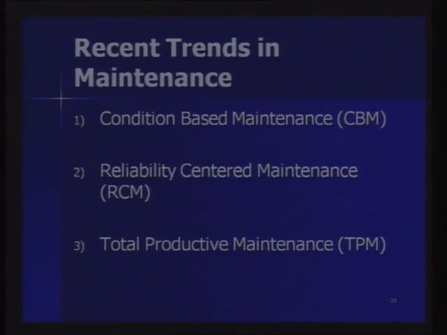So what are the recent trends? These are the traditional maintenance systems we have discussed till now, but from the 80s onwards, gradually three more maintenance systems have evolved. First is condition based maintenance, CBM, then reliability centered maintenance, RCM, and total productive maintenance, TPM.